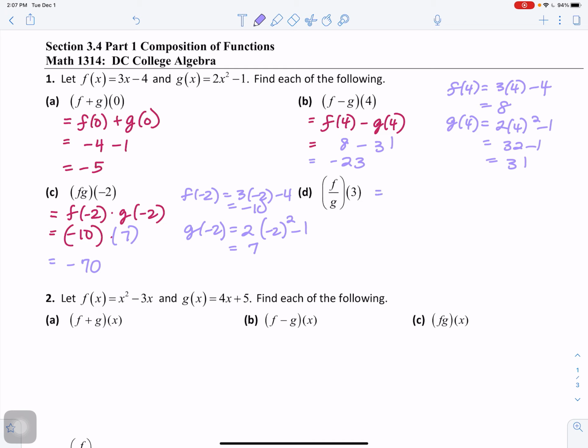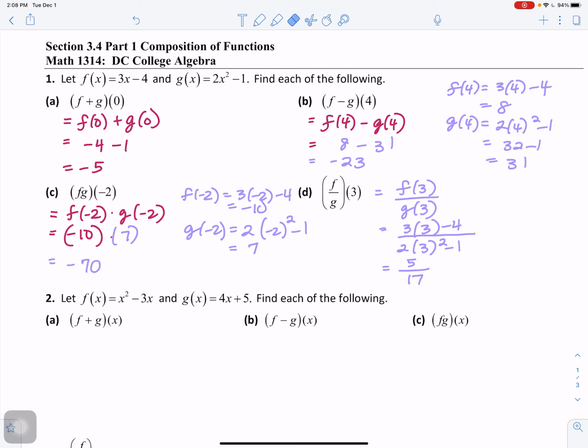Okay, in d, f over g of 3 is f of 3 divided by g of 3. And let's go over here and find f of 3. I can just do it right in the numerator there. F of 3 is 3 times 3 minus 4. And g of 3 is 2 times 3 squared minus 1. That numerator is 9 minus 4, which is 5. And denominator 18 minus 1 is 17. So we have 5 over 17.